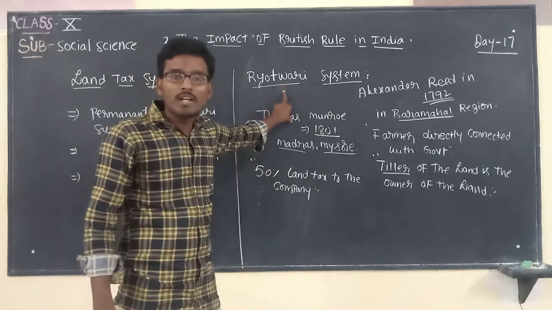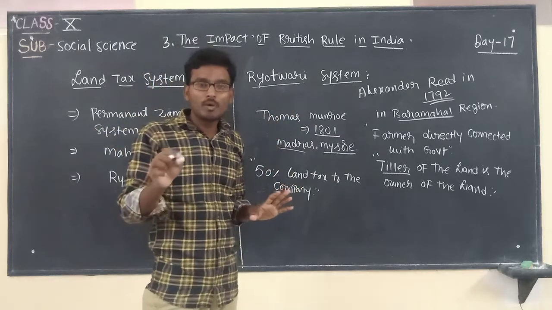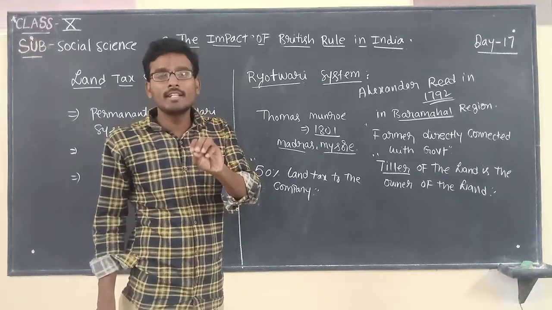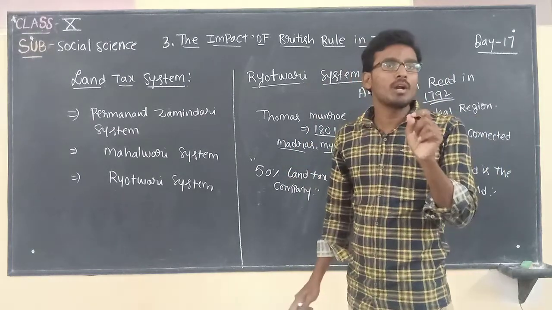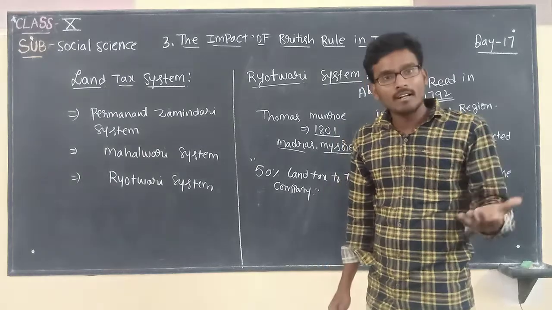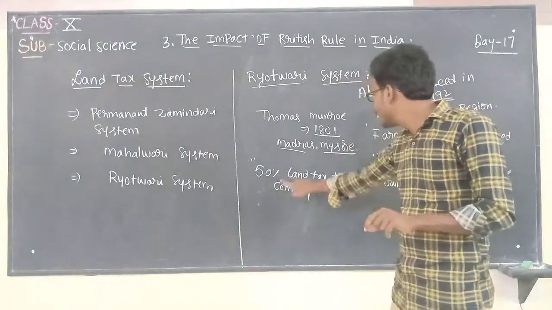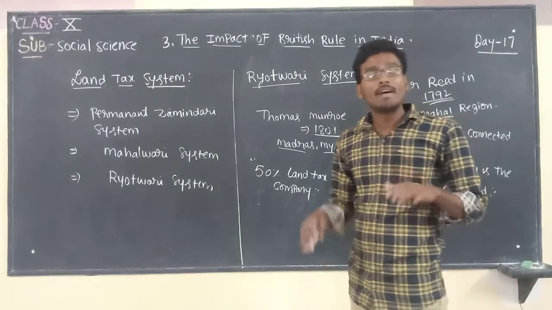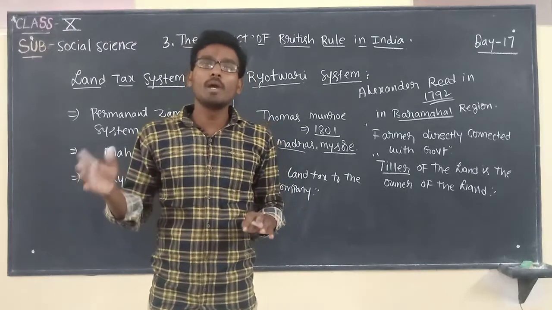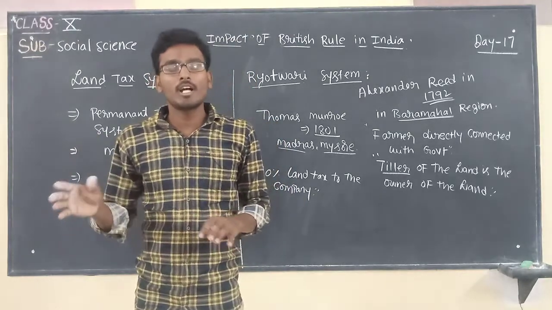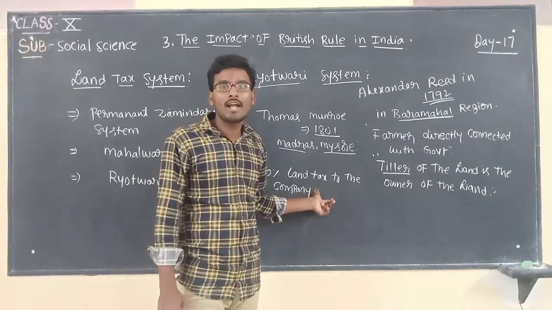Due to Rautwari system, even small farmers and marginal farmers became landowners. But here what happened means, the government kept one condition. What is the condition? Whether the crops are cultivated or not, compulsorily the farmer has to pay 50% of land tax to the company. Whether the crops are cultivated or damaged, the government won't take it into consideration. Even when floods come and the crops spoil, during that situation also, the farmer has to pay 50% of land tax to the company.